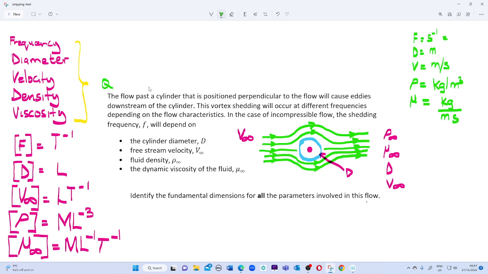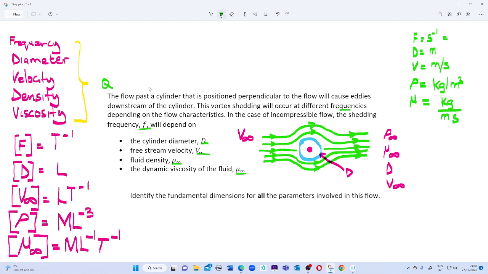This vortex shedding will occur at different frequencies depending on the flow characteristics. In the case of incompressible flows, the shedding frequency F will depend on the cylinder diameter D, the free stream velocity, the fluid density, and the dynamic viscosity of the fluid.